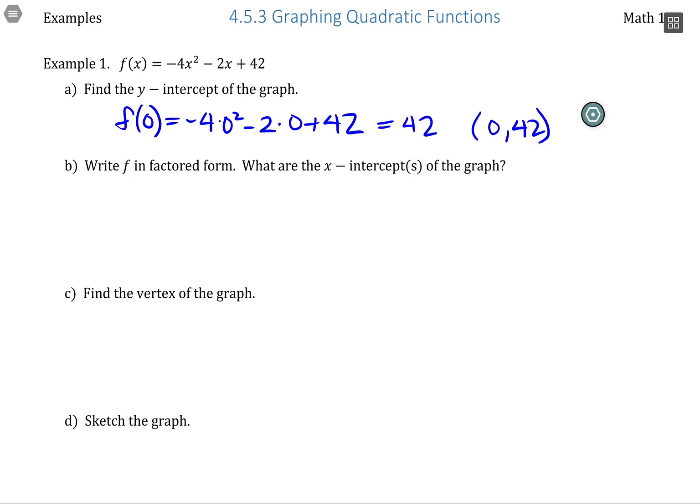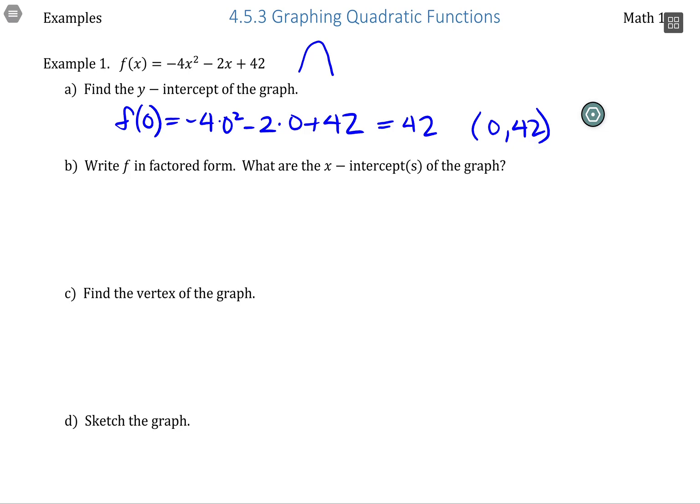It's also very easy to see whether the graph opens up or down. So since we have a negative 4 out in front, this graph is going to open down. It's definitely quadratic, so we know we're expecting a parabola. So we've got some good information to start. We've got a general shape, and we know where we cross the y-axis.